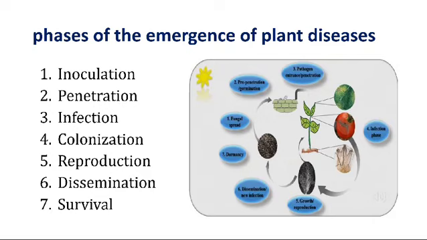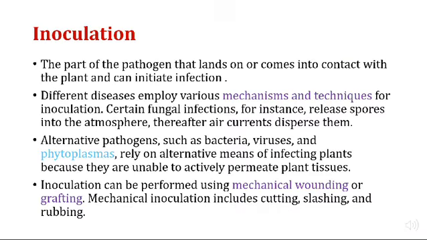These are the steps which are involved in plant disease development. First one is inoculation, penetration, infection, colonization, followed by reproduction, dissemination, and survival. Inoculation is the primary step for plant disease development. It is the part of the pathogen that lands on or comes into contact with the plant and can initiate infection. Different diseases employ various mechanisms and techniques for inoculation.